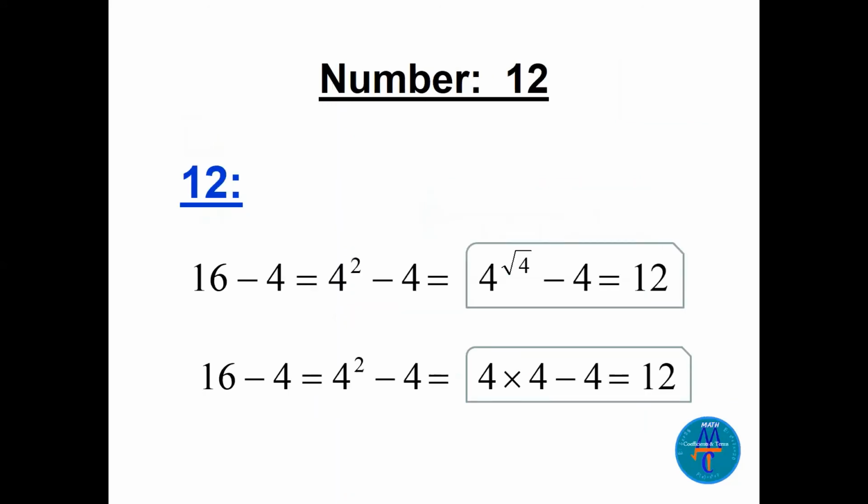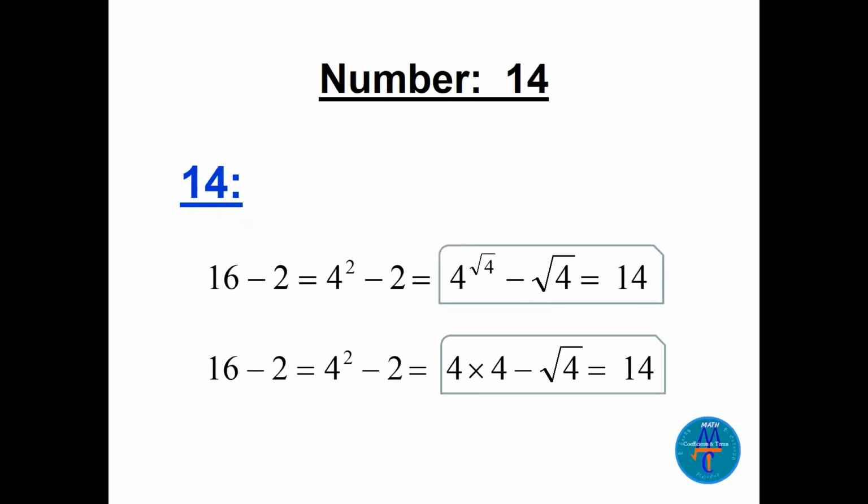Now, number 12 is not difficult at all. 12, we can write it 16 minus 4. That's one way. Another way, 16 minus 4. But I play with the numbers. You can see the answer here. 4 square root of 4 minus 4, or 4 times 4 minus 4. 14 is not difficult also. 14 coming from 16 minus 2. So 16 is 4 squared. 4 to the power 4 minus square root of 4, or 4 times 4 minus square root of 4.